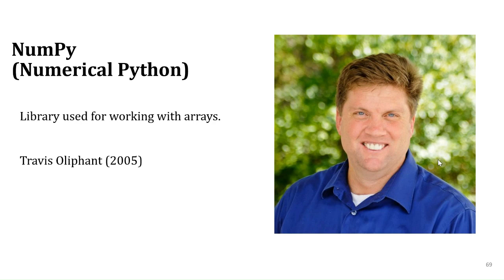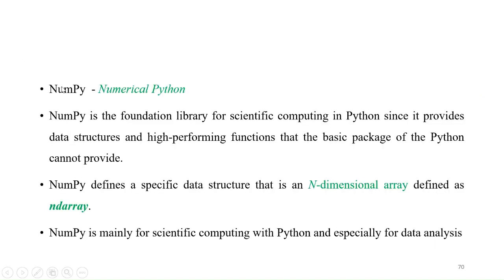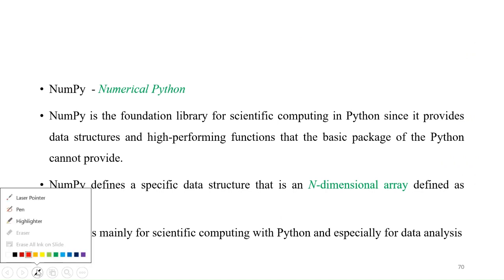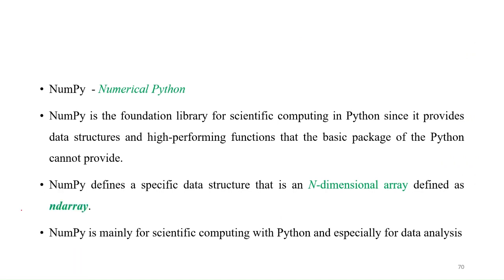Okay, the scientist named Travis Oliphant introduced NumPy in 2005. NumPy stands for Numerical Python. Now, it's a foundation library for scientific computing in Python, since it provides data structures and high performance functions that the basic package of Python cannot provide.